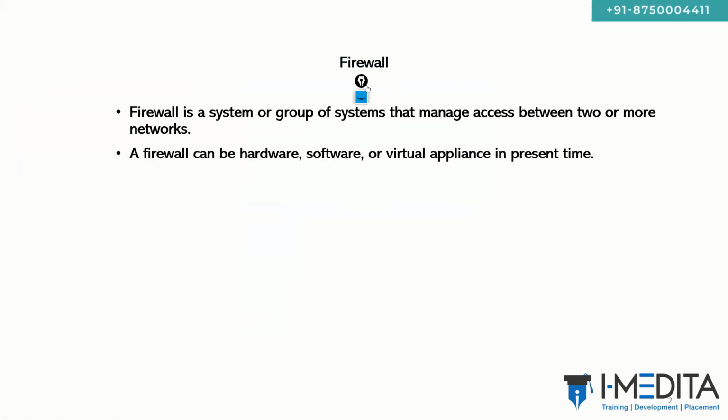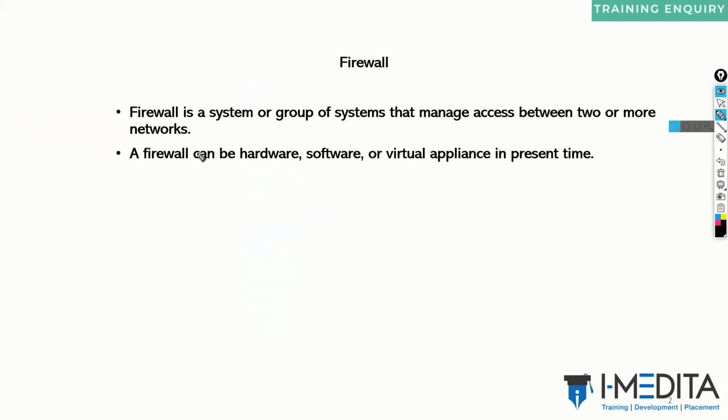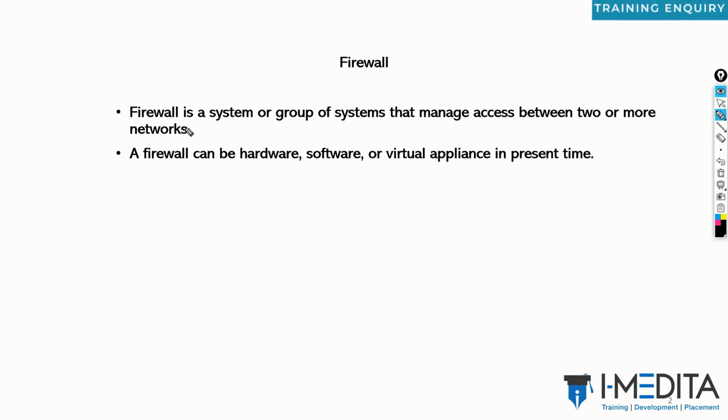So first of all, the question is, what is firewall? If you already know the firewall, then there will be no big problem. But because we start this training for those candidates as well who have no idea about firewall, we start from scratch. So if someone asks us what is firewall, then we can say firewall is a system or group of systems that manage access between two or more networks, and firewall can be hardware, software, or virtual appliance in present time. To understand it, we have to go through the diagram.